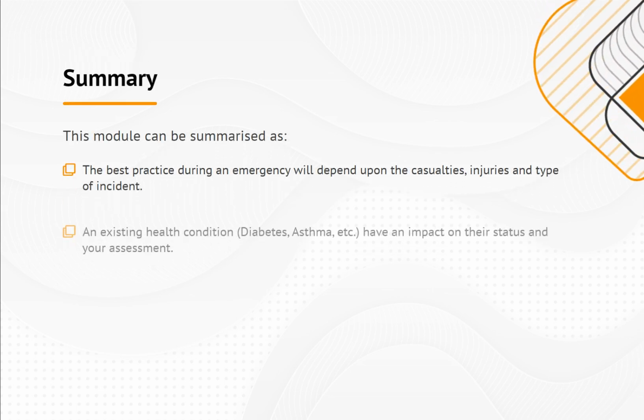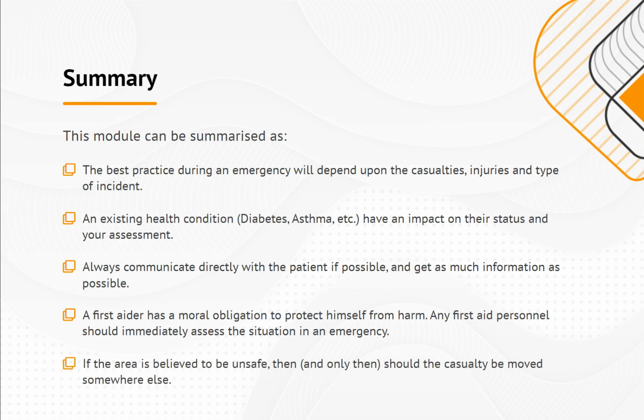Summary. This module can be summarized as: the best practice during an emergency will depend upon the casualties, injuries and type of incident. An existing health condition, diabetes, asthma, etc., have an impact on their status and your assessment. Always communicate directly with the patient if possible, and get as much information as possible. A first aider has a moral obligation to protect himself from harm. Any first aid personnel should immediately assess the situation in an emergency. If the area is believed to be unsafe, then, and only then, should the casualty be moved somewhere else.